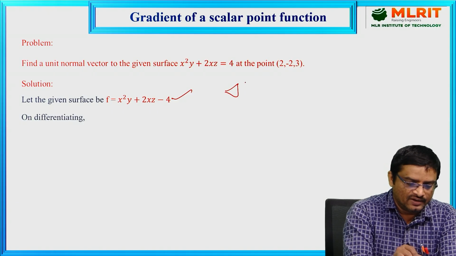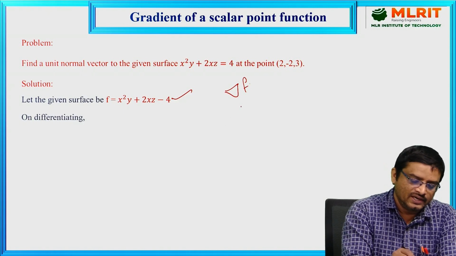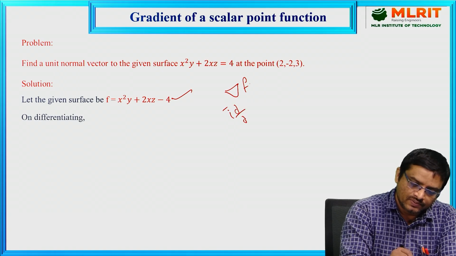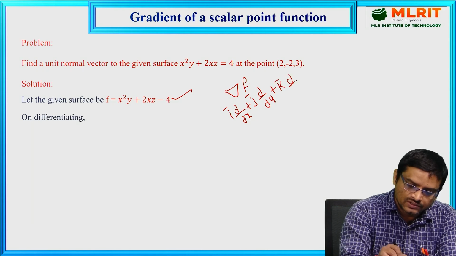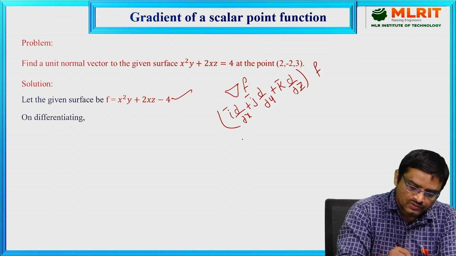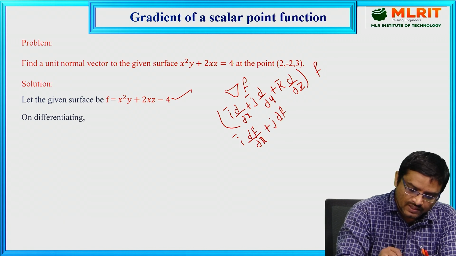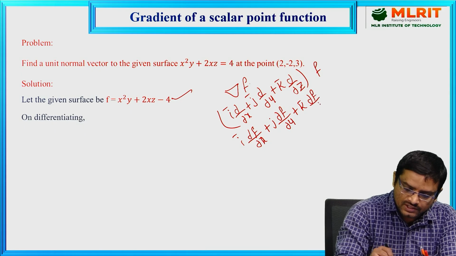Now we have to find out the del f value here. So what is our del f? Del is an operator which is represented with i bar dou by dou x plus j bar dou by dou y plus k bar dou by dou z, into f. So if you send this f scalar point function to this side, it becomes i bar dou f by dou x plus j bar dou f by dou y plus k bar dou f by dou z.